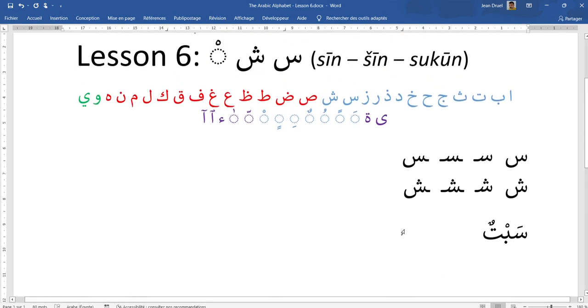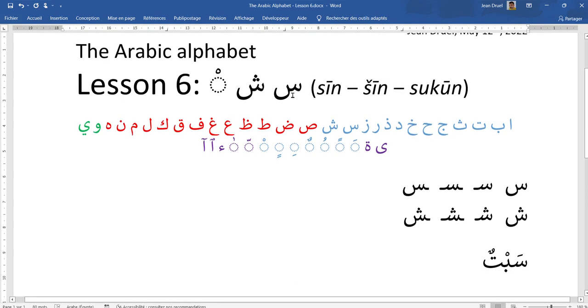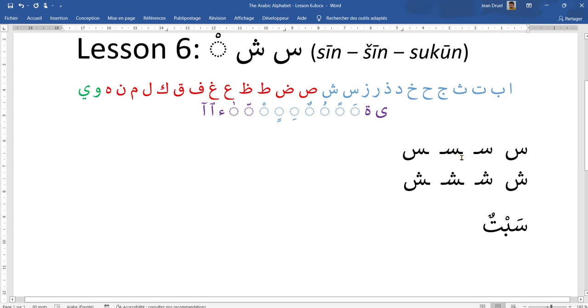Okay, so today we had two more consonants, s, sh, named sin and shin, and sukūn, which is the absence of vowel. And sin and shin, they connect both on the right and on the left.